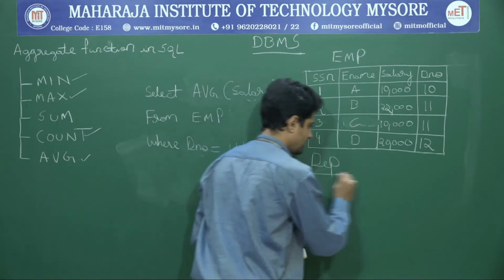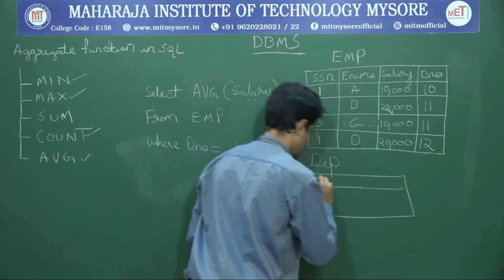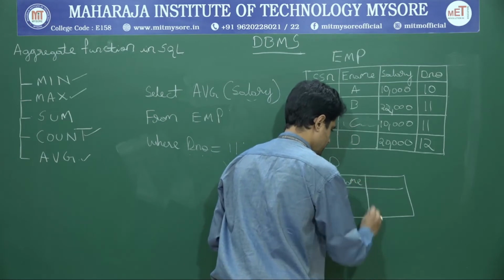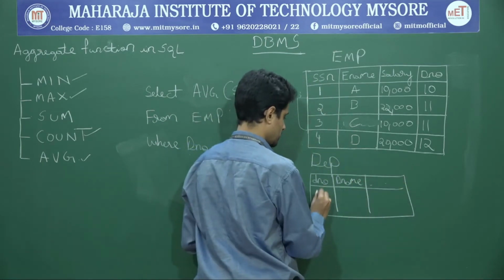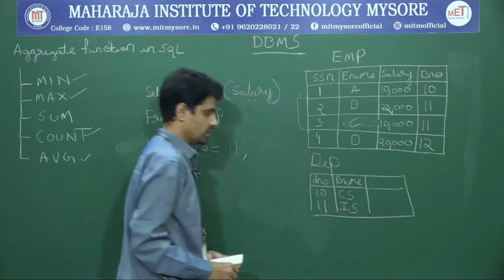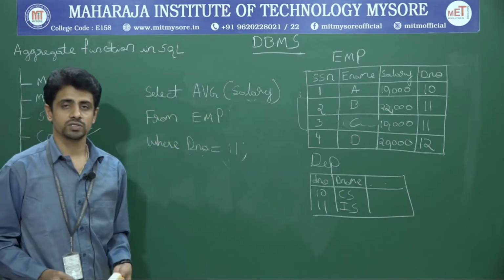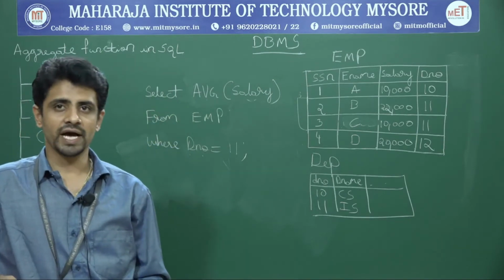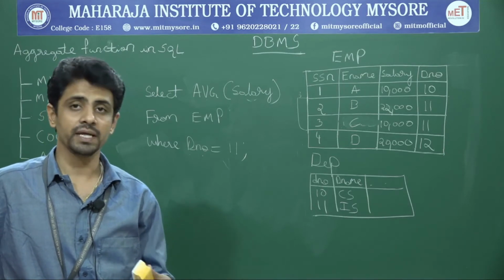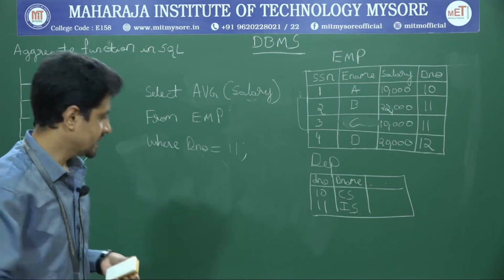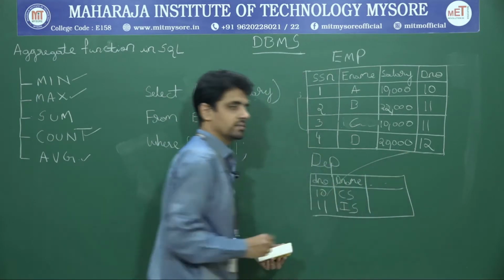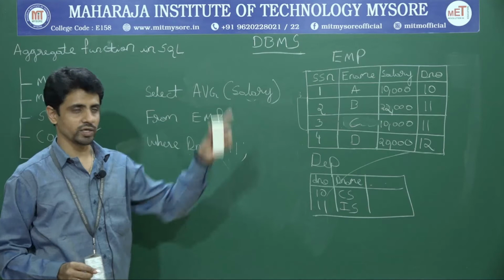In the department table we have D number, D name, and so on. So department number 10, department number 11, CS, IS. Now, what is the question? Find out the average salaries of employees who are working in the department name IS. In that case, what are you supposed to do? The first thing you are supposed to do is create a relation. What relation? A common relation by joining these 2 tables.